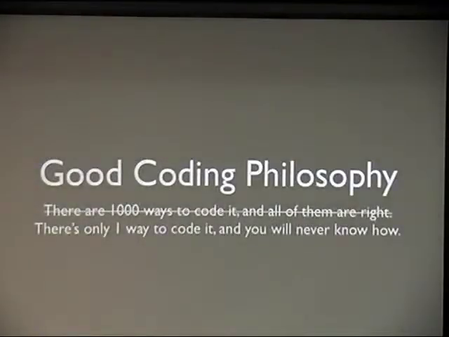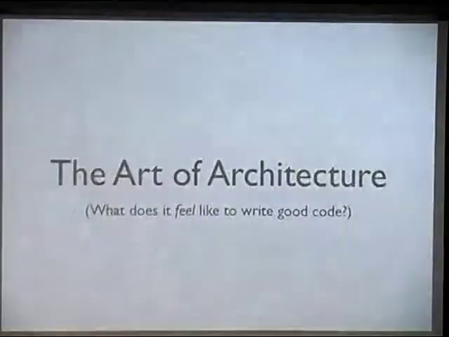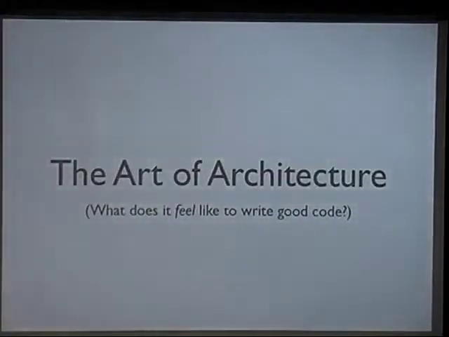Better philosophy, there's only one way to code it. It exists somehow in a perfect world. It'd probably take 1,000,000 years to find the exact perfect right way to do it. It exists. You should strive for it. So there's one way to code it. You'll never know how. So don't waste cycles trying to get it perfect, but try to make it better, right? So here are my opinions on the art of architecture. What does it feel like to write good code?